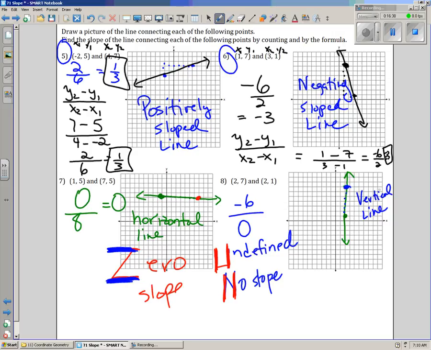So positively sloped lines, okay, if you have a positive number, you're going up from left to right. So let's just summarize here. Negatively sloped lines, you're going down from left to right. Zero slope, or a horizontal line, you're not going anywhere, you're lazy. And vertical lines have undefined slope, you're going straight up and down. And those are our 4 scenarios that you have.